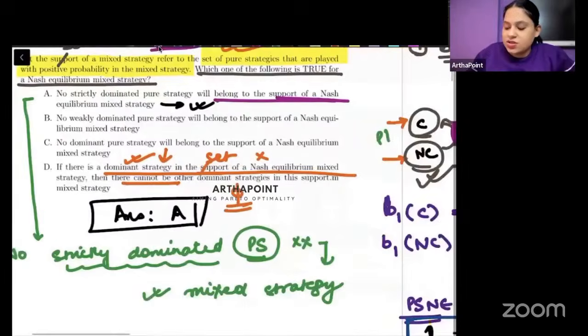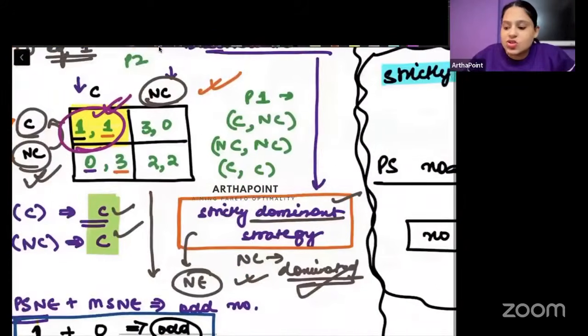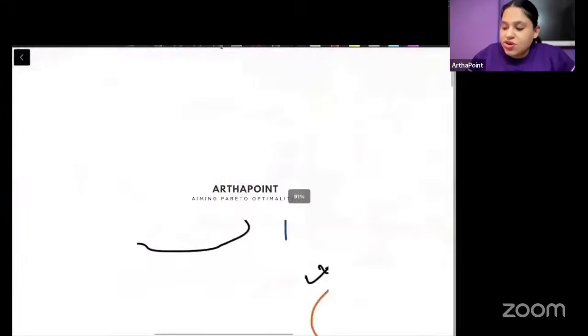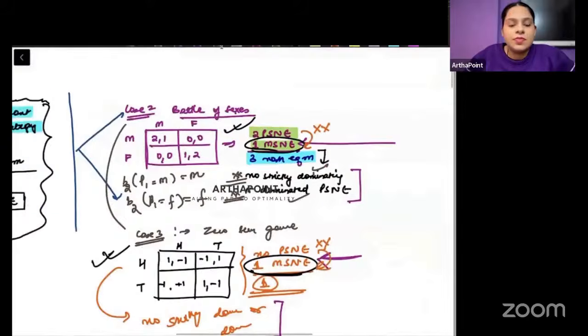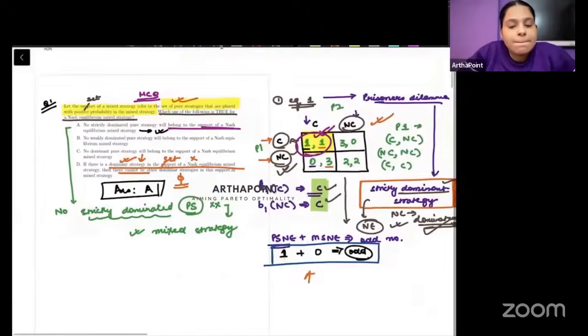Look here, there is no mixed strategy here. So this is automatically gone. Point number D. Only when there is no dominant strategy, when there is no dominant strategy at all, only then are you able to find a mixed strategy. Any other doubt in this?